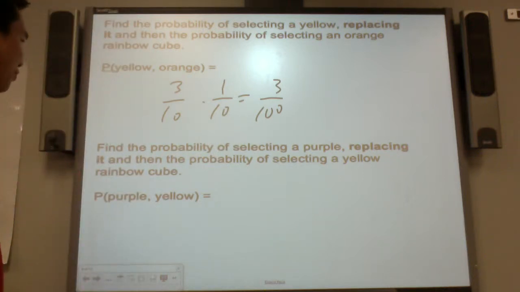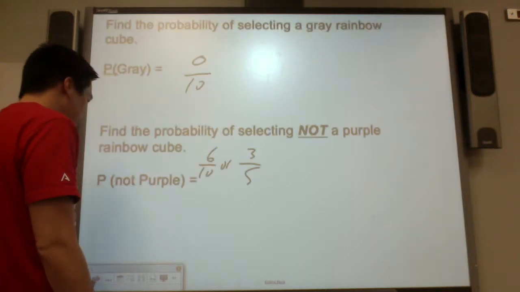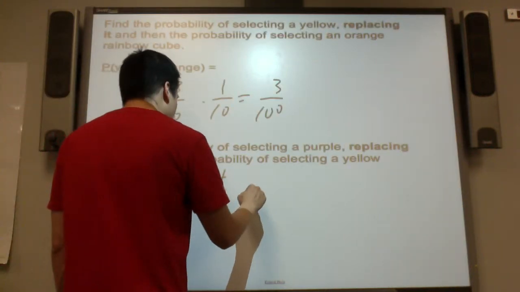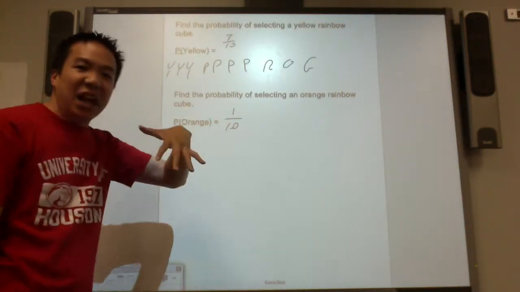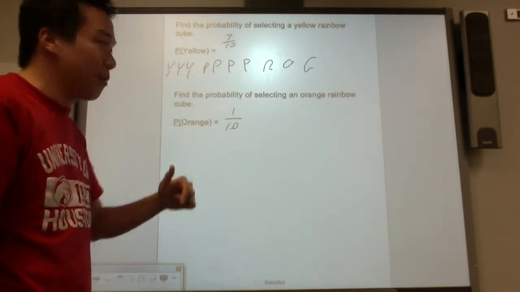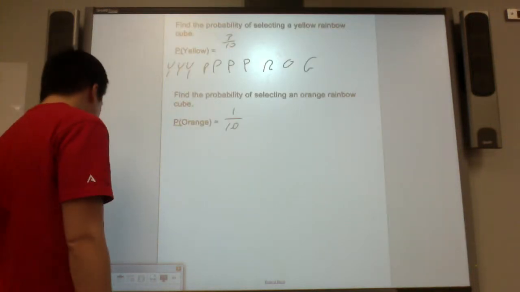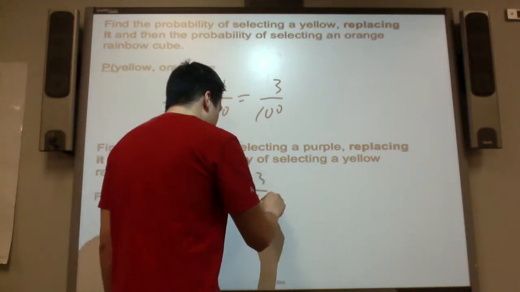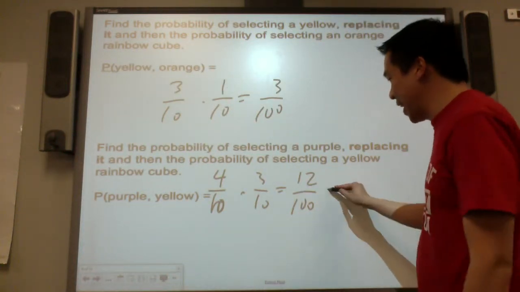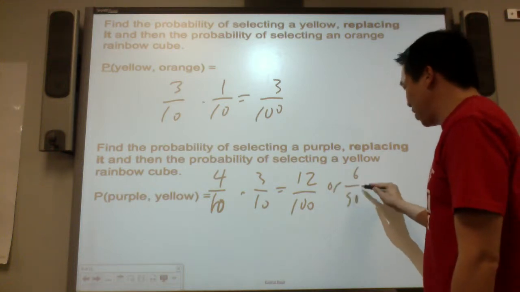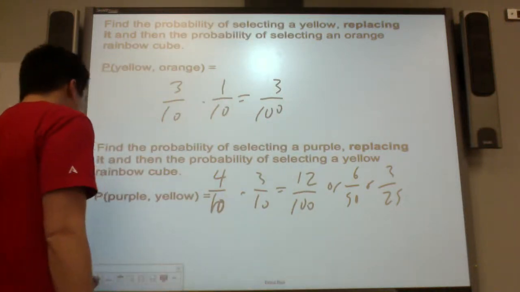What happens if I find the probability of selecting a purple? How many purples are there? There are 4 out of 10. Replacing it, I mean, I put that purple I took out back in the bag like nothing happened. So it's still 10 in the bag. Now I choose yellow. 3 out of 10. So that is a 12/100 or 12% chance of this happening. If you want to simplify, it'd be 6/50 or 3/25. So that's a 12% chance of happening.